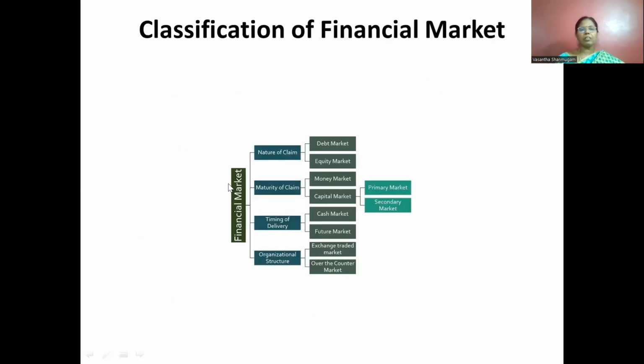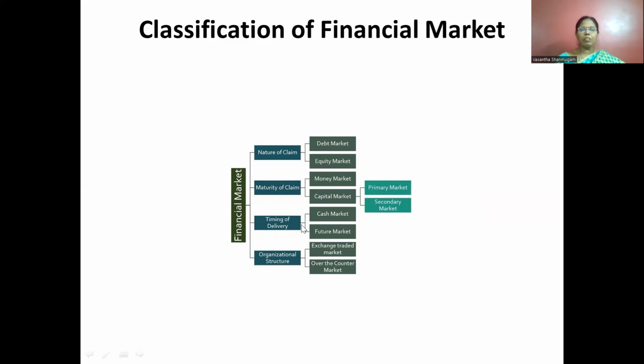Here, financial markets are classified into different categories based on nature of claim, maturity of the claim, timing of delivery, and organizational structure. Based on nature of claim, the debt market and equity market come under it. By maturity of claim, the money market deals with short-term funds. The capital market deals with long-term funds, and it is divided into primary market and secondary market.